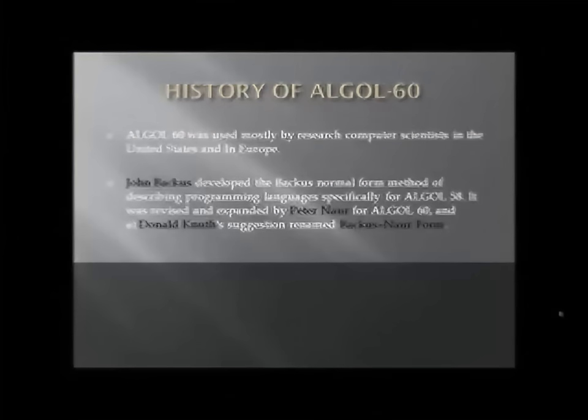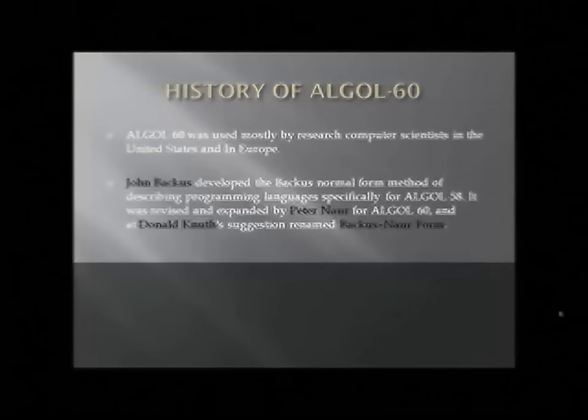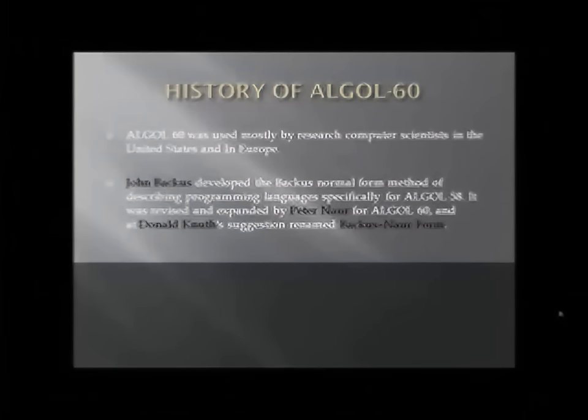History of Algol 60. Algol 60 was used mostly by research computer scientists in the United States and Europe. John Backus developed the Backus normal form method of describing programming languages specifically for Algol 58. It was revised and expanded by Peter Naur for Algol 60, and at Donald Knuth's suggestion renamed Backus-Naur form.